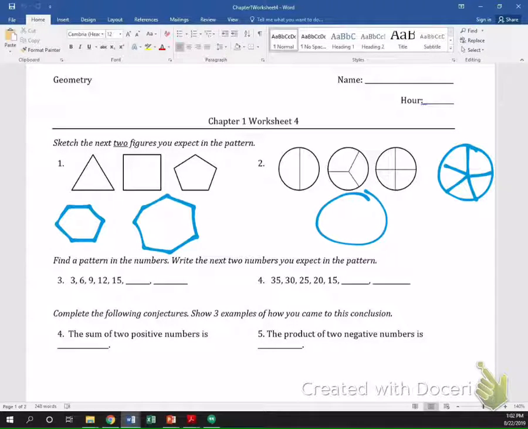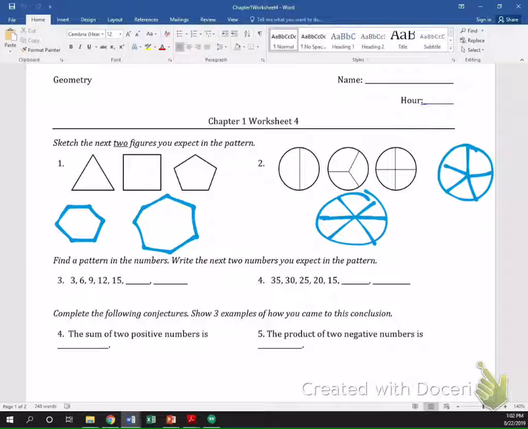I'm not gonna grade you on your artistic ability, but I will count if it has 5 sections because that's the pattern. It has 1, 2, 3, 4, 5. And this one needs to have 6. That looks like, that's better. Okay?